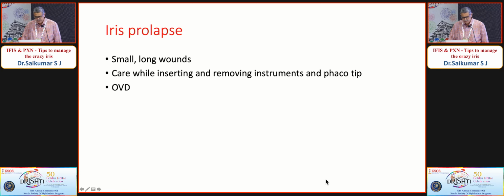For small iris prolapse, of course, make your side ports and the main wound very tight, just enough for your instruments to go in, and be very careful when you go in and come out with the instruments. And again, dispersive OVD is a very, very important component.